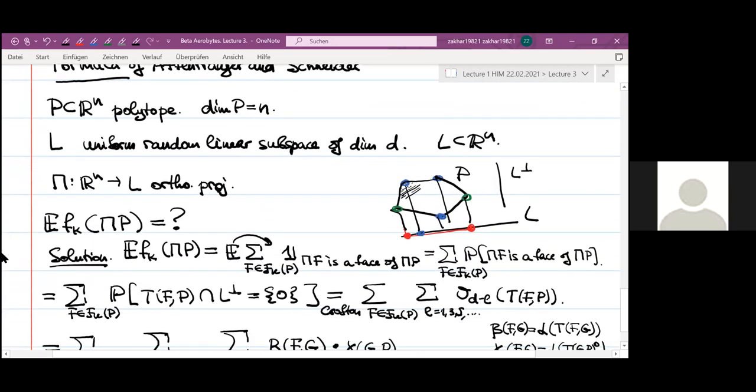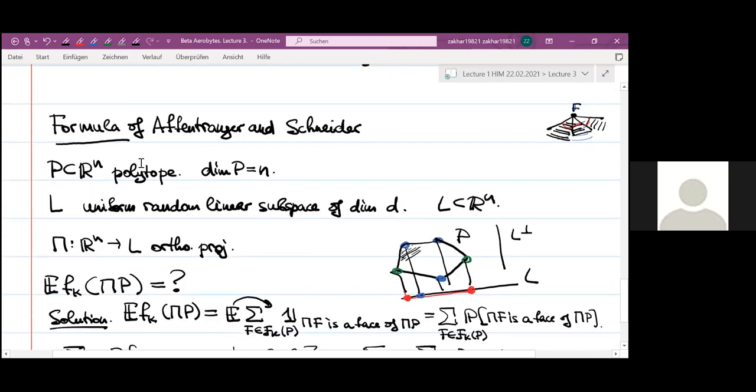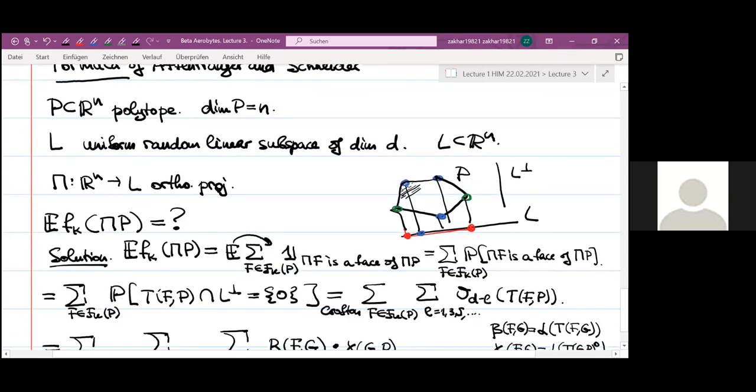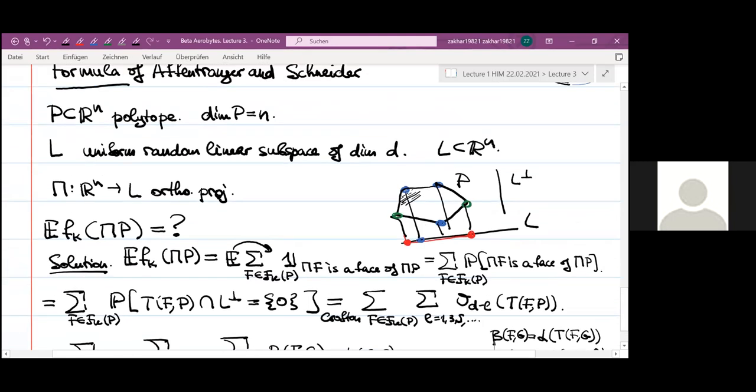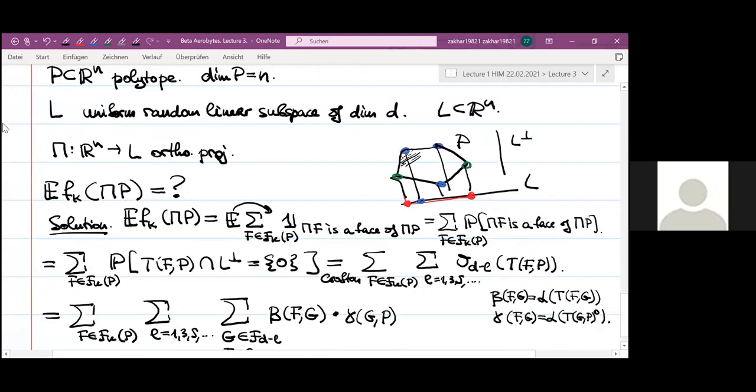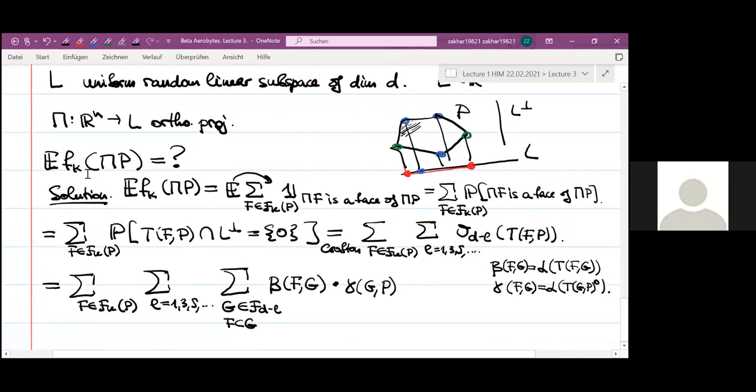And for example, using this formula, it's very easy to derive the expected number of faces for random projections of the cube, because in the cube, it's very easy to compute all these angles. They are essentially right angles everywhere. And one gets the expected number of faces in a random projection of a cube. An interesting thing about the cube is that it's not only the expected number, but also the almost sure number. One can show that for the cube, any projection which is in general position has the same number of k-dimensional faces. And this number can be derived by this formula.